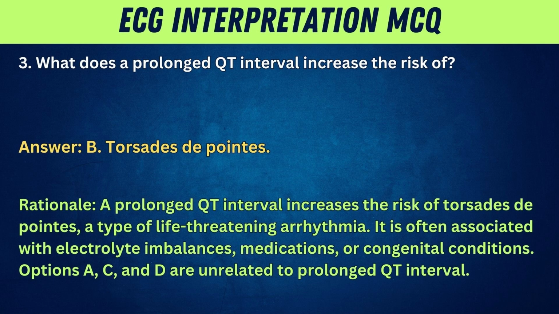Answer: B. Torsades de pointes. Rationale: a prolonged QT interval increases the risk of torsades de pointes, a type of life-threatening arrhythmia. It is often associated with electrolyte imbalances, medications, or congenital conditions. Options A, C, and D are unrelated to prolonged QT interval.